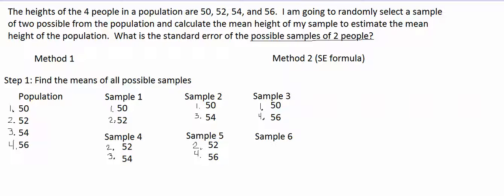And we don't have anyone left to pair with person 2, so we'll move down to person 3. And we'll pair person 3 with each person under person 3. The only person under person 3 is person 4, which means that 3 and 4 will be our last possible sample. And their two heights are 54 and 56.